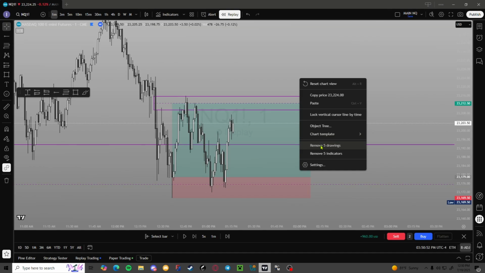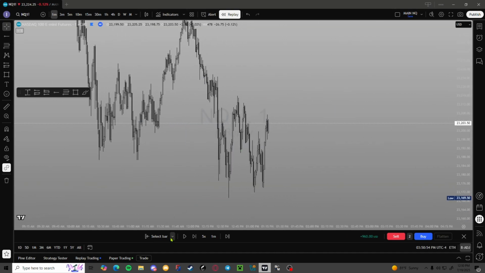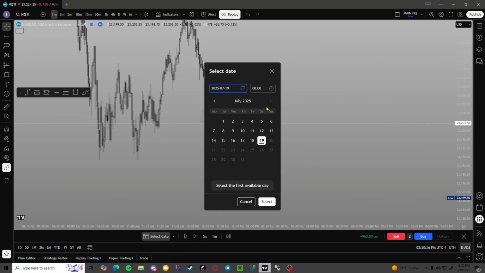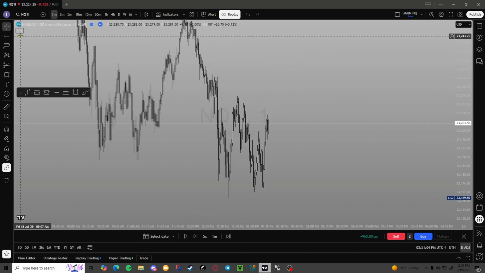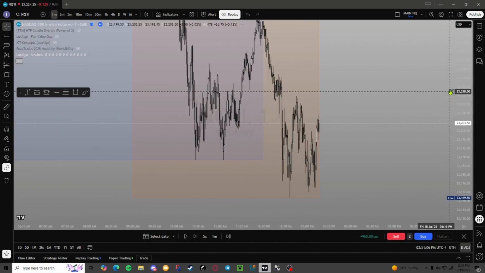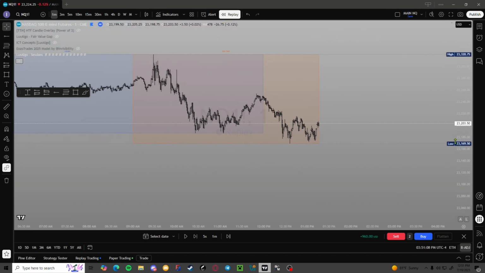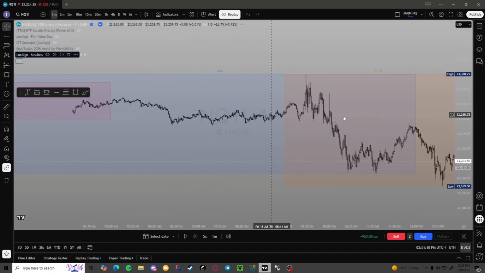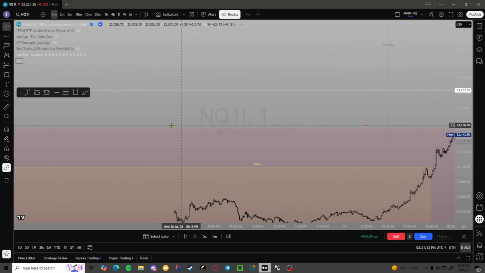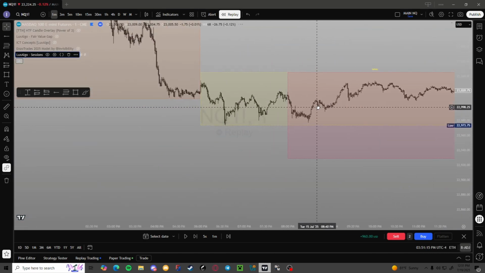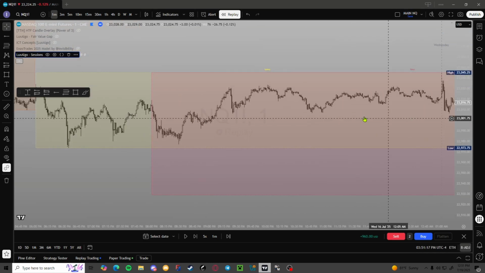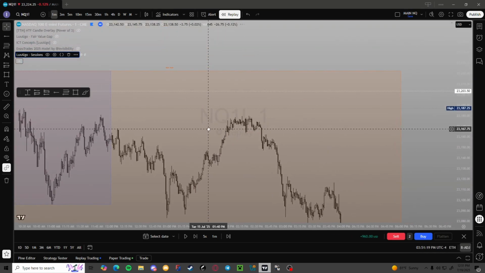Remove drawings. And then do a different day. Find me any... turn on a session indicator real quick. Where's that at? Top left, turn on sessions. There you go. Now find me any New York Open that's not that one. Some random New York session. Sure, let's go with this one.